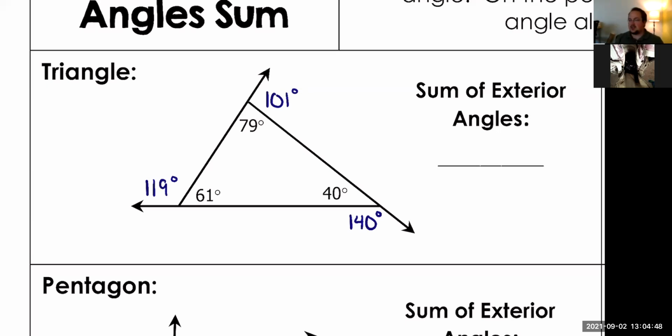Now, we're not interested in each of them individually. We're interested in their sum. So what's 101 plus 140 plus 119? 360 degrees.